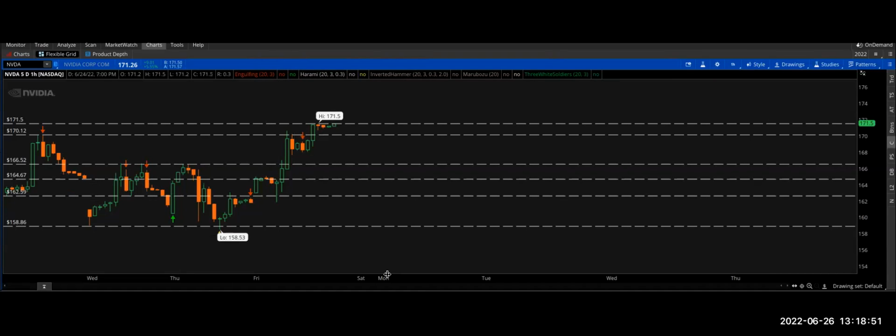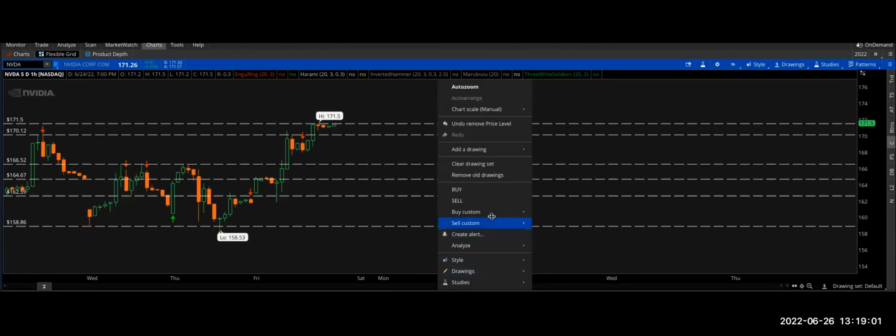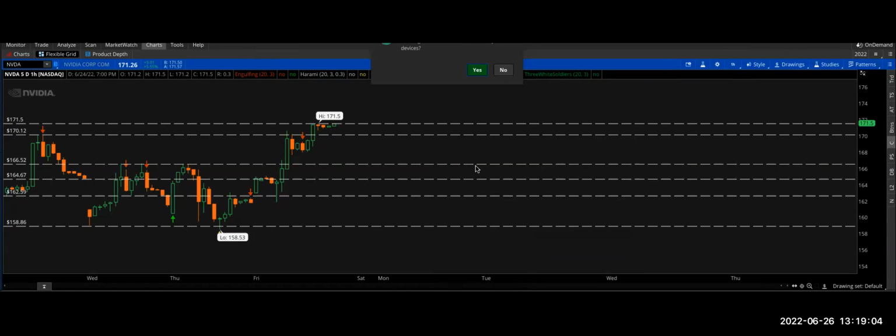Any other questions for the price action tool? Okay, so I'm going to go over to the next tool. I'm going to clear this drawing set out.